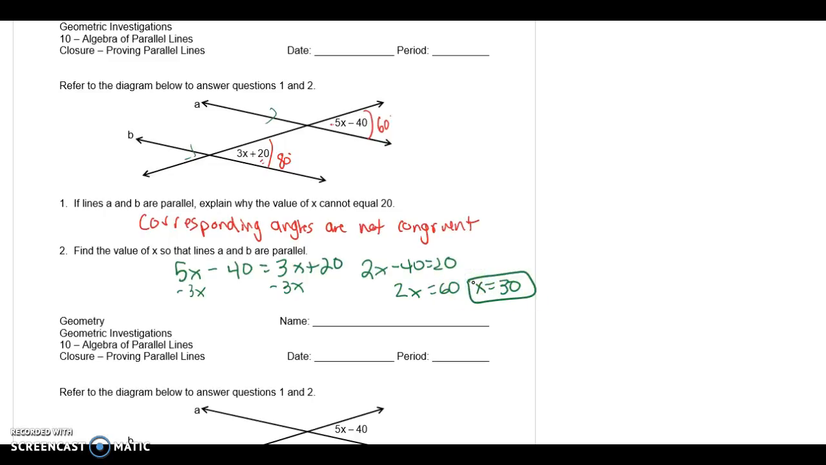So kind of close to what we had before, but not exactly the same thing. So we're looking for x to be equal to 30. So again, we're using the relationships we had in the previous section, just setting up algebraic equations and solving those from there.